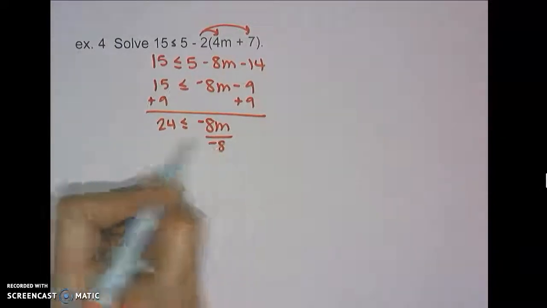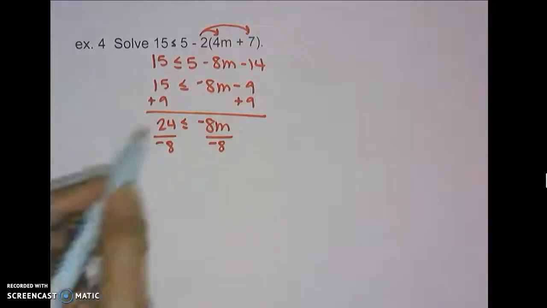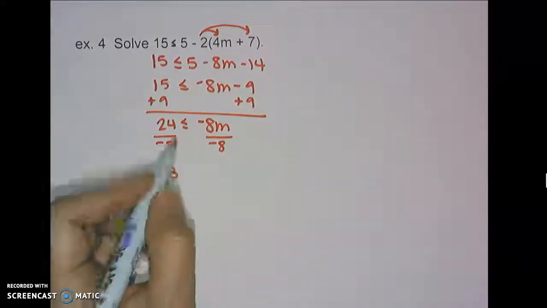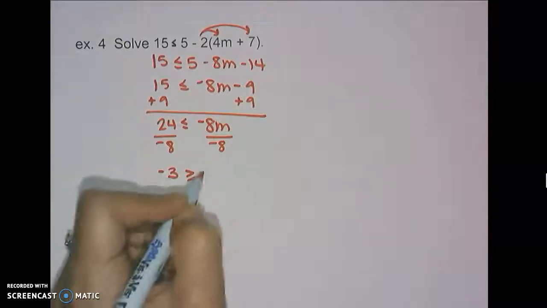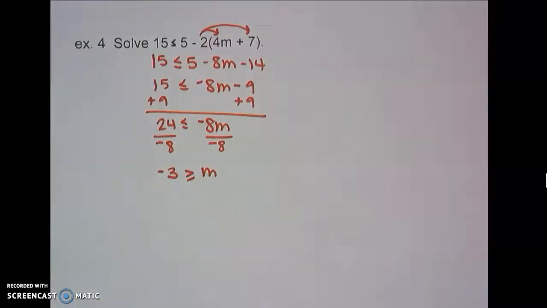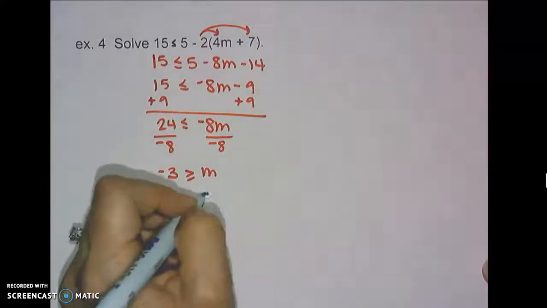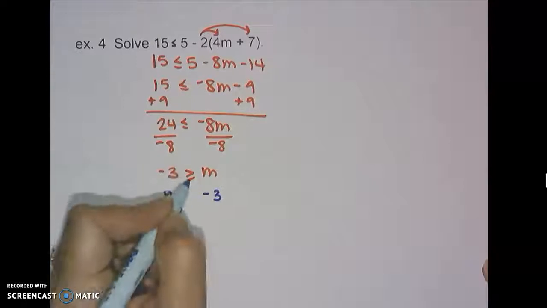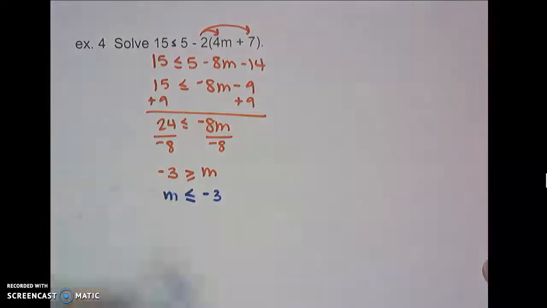Dividing by -8 on both sides. So 24 divided by -8 is -3. Since we divided by a negative, we need to flip the sign. And then that's going to be m. So we have -3 is greater than or equal to m. If it helps you to flip this one around to actually graph it, we can write it as m, flip the -3. Since the inequality is facing towards the -3, it still needs to be open towards the -3 when you flip it.